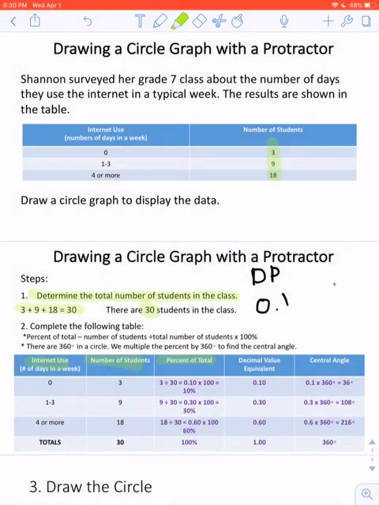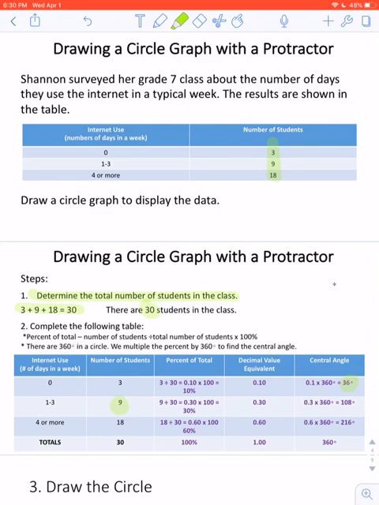So we know that there are 360 degrees in a circle. So we are going to multiply the percent by 360 degrees, and that is going to give us the central angle. So one more time, let's go through that, looking at the second example.